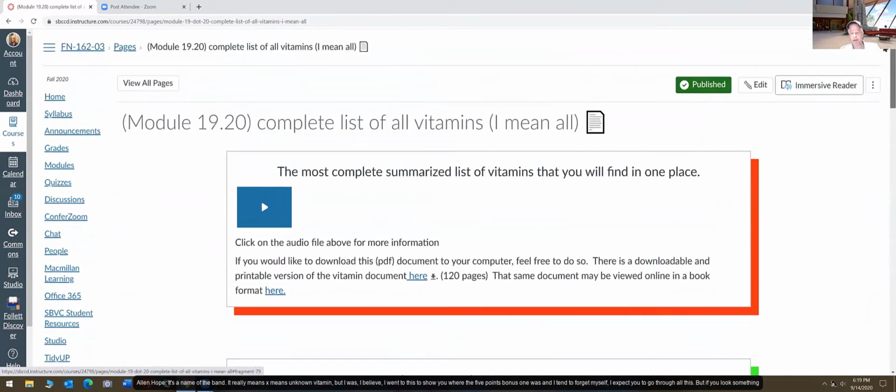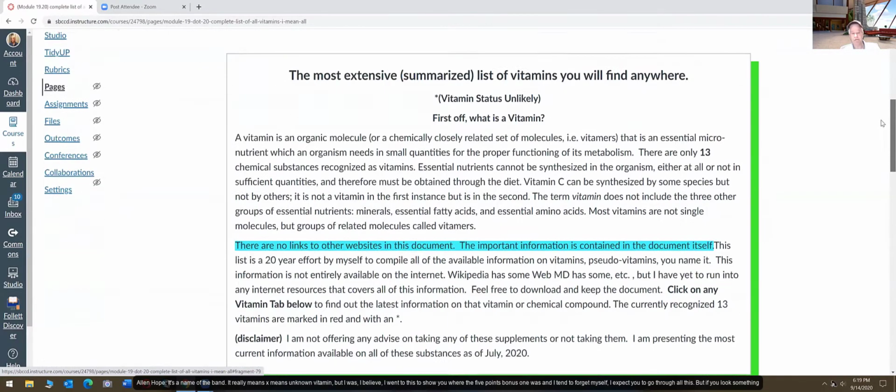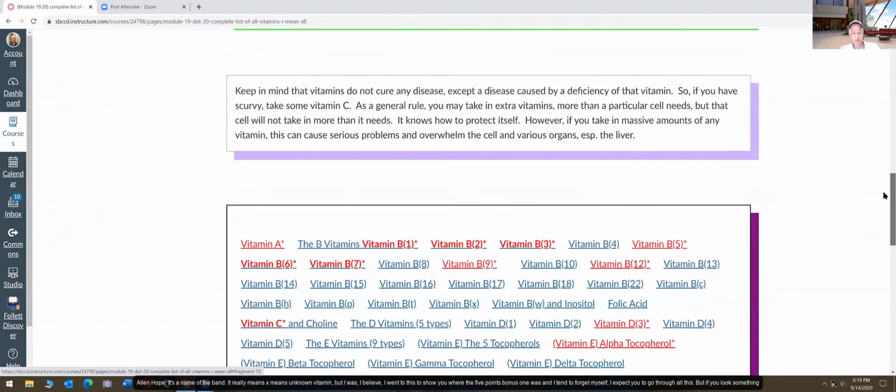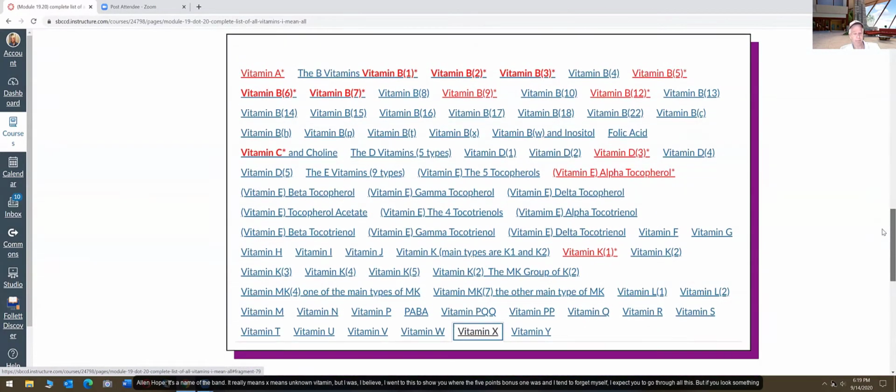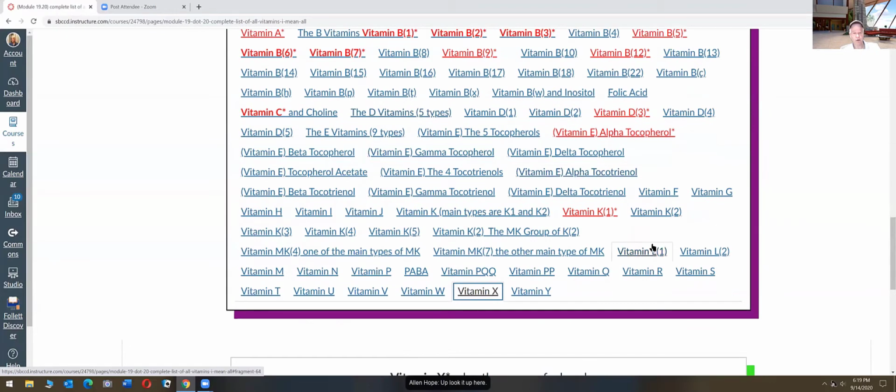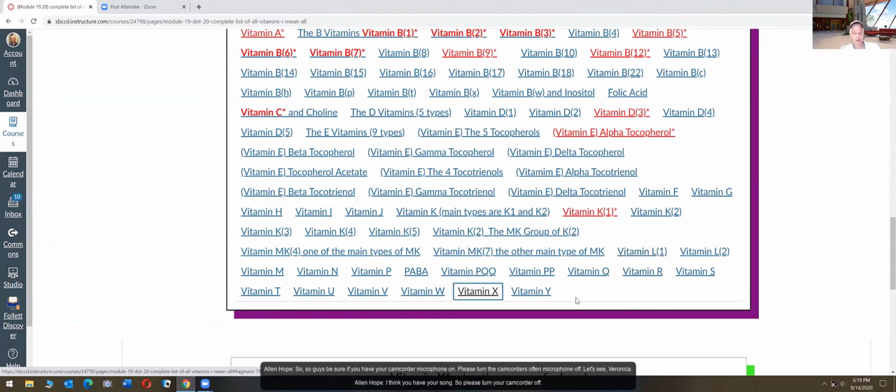But I believe I went to this to show you where the 5 points bonus one was. And I tend to forget myself. I expect you to go through all this, but if you want to look something up, look it up here.